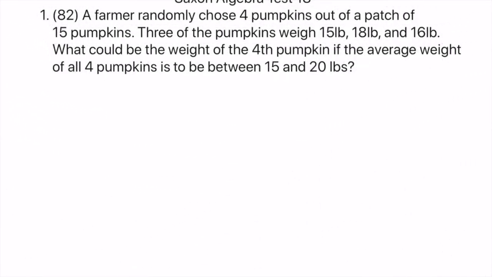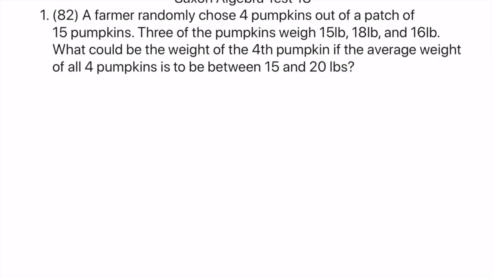Number 1. A farmer randomly chose 4 pumpkins out of a patch of 15 pumpkins. 3 of the pumpkins weigh 15 pounds, 18 pounds, and 16 pounds. What could be the weight of the 4th pumpkin if the average weight of all 4 pumpkins is to be between 15 and 20 pounds? So this is from lesson 82, which is on multi-step compound inequalities.